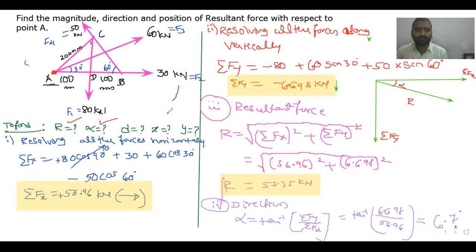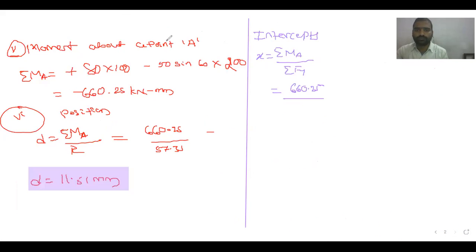Summation of Fy is equal to 6.69. Okay, so calculate the value of x. That you will get 98.57 mm. Okay, then again y-intercept.